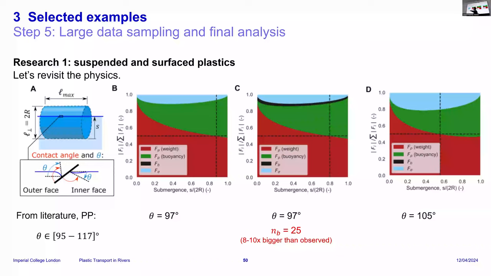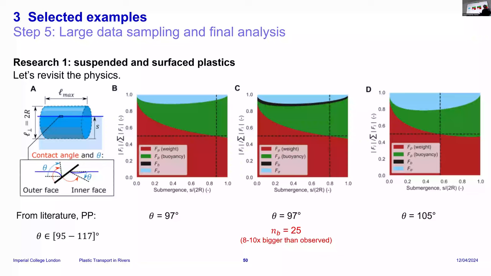But we can also estimate the surface tension force, which is this sky blue color here. Depending on the submergence, depending on contact angles, which are very common for PP, you can find online. You can see that for different contact angles, the blue force can be 10-15% of the total balance of forces. So it might be significant and it may justify the overconcentration, right?